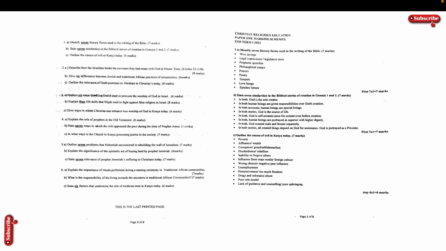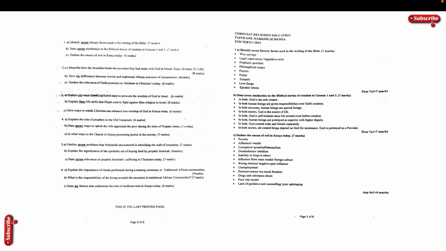In both, God created male and female separately. In both stories, all created things depend on God for sustenance. That is, God is portrayed as a provider. And there was a lot of repetition in that question.